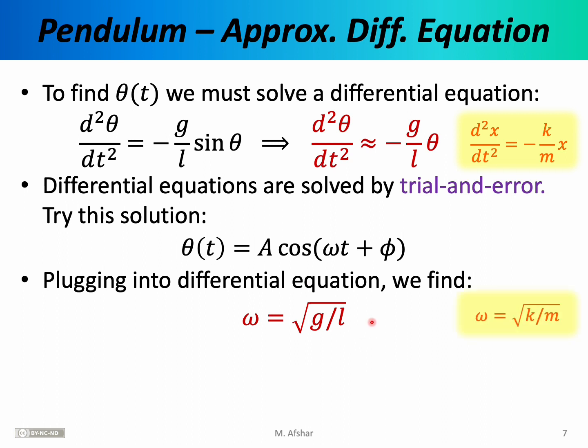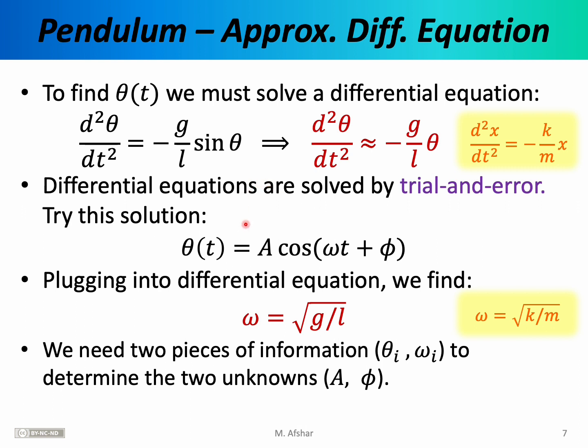If you recall, when we were discussing the mass spring system, we decided that omega must equal the square root of k over m. K over m was the constant that was in front of x. Once again, we essentially have the same pattern. We now have the square root of g over L, where g over L is the constant that's in front of the unknown function.